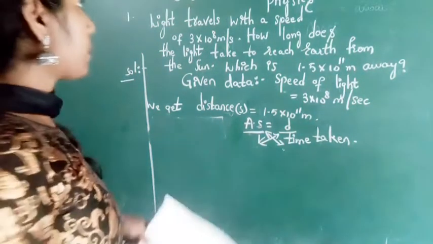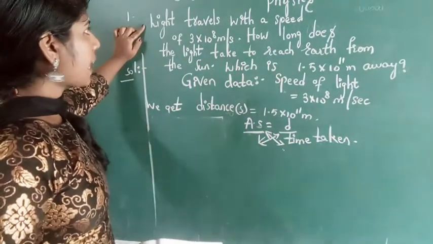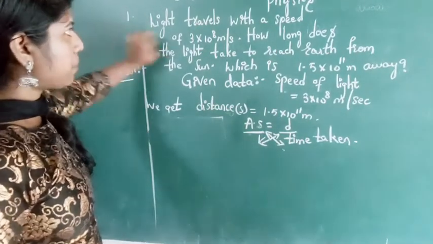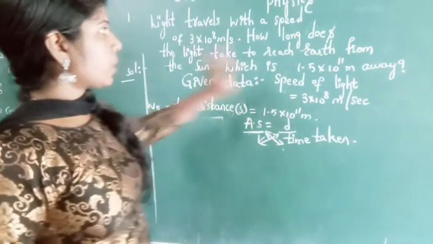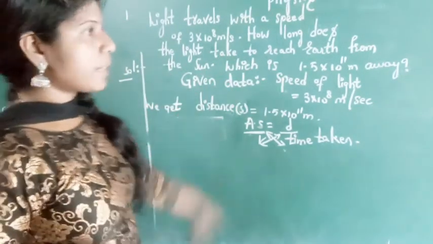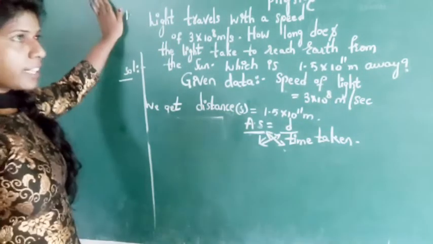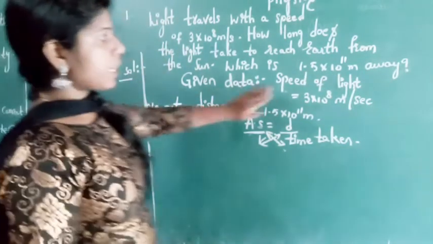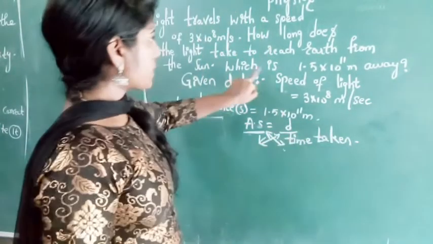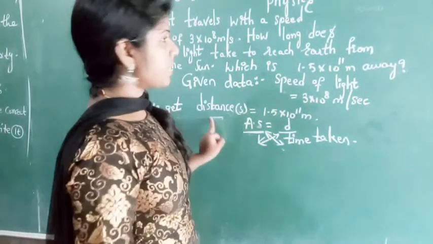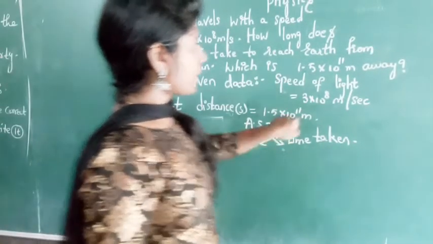Look at the question. This is a class 9 physics problem. Light travels with a speed of 3 into 10 power 8 meters per second. How long does the light take to reach Earth from the sun, which is 1.5 into 10 power 11 meters away? So what is the calculation here? Given data is speed of light is 3 into 10 power 8 meters per second. The given distance is denoted with symbol S, 1.5 into 10 power 11 meters.